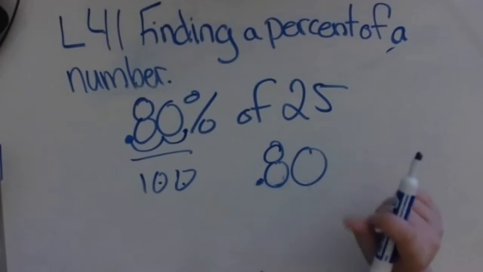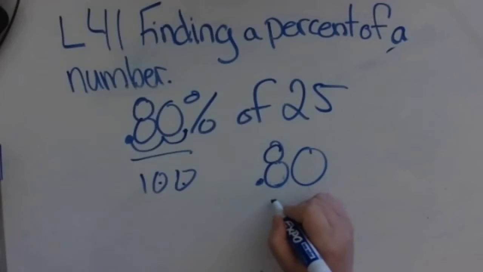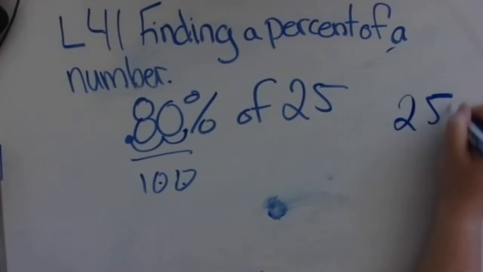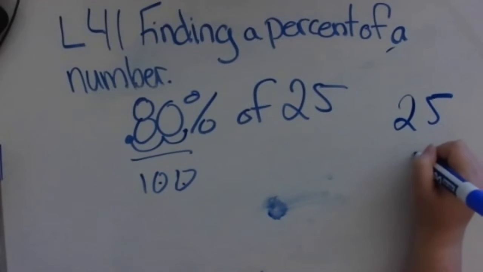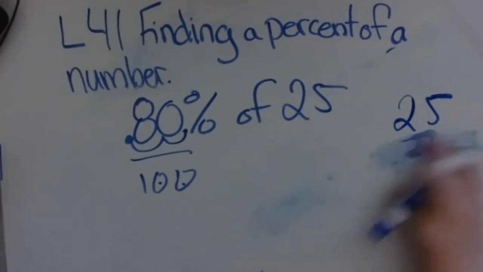So we're now going to multiply this by the 25. Let me write it over here. 25 times the decimal.